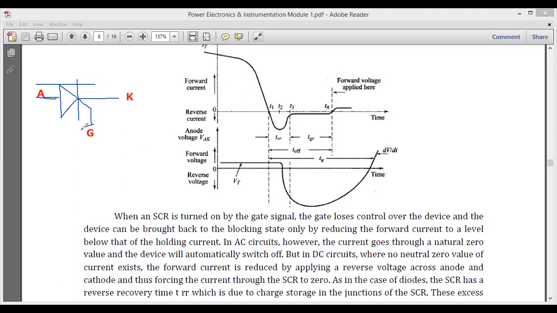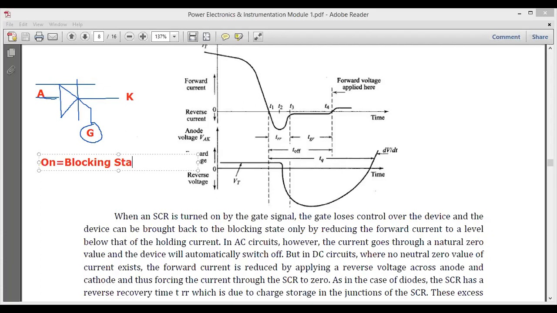Your gate terminal loses the control over this SCR, because once the device is turned on, you don't have any control over that particular device. But what we can do here is bring this SCR, which is in the on state, back to the blocking state.